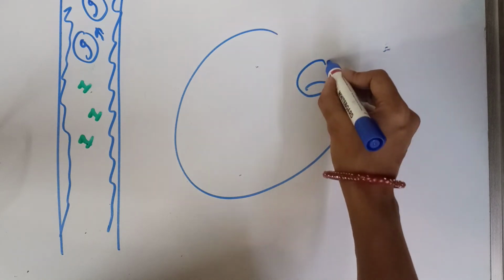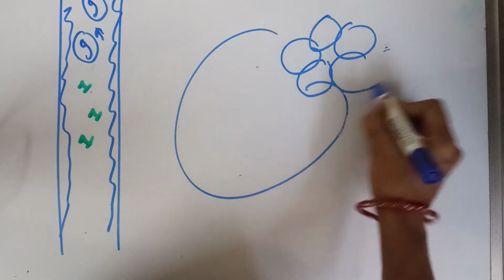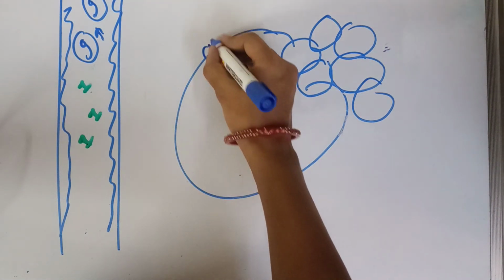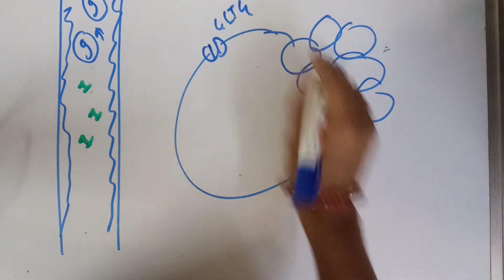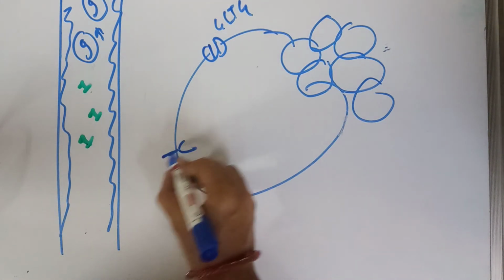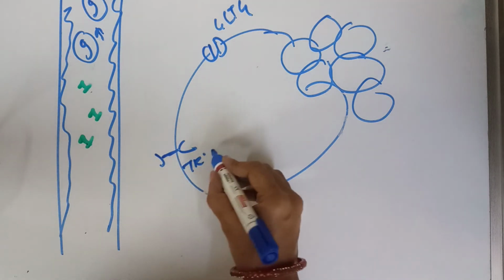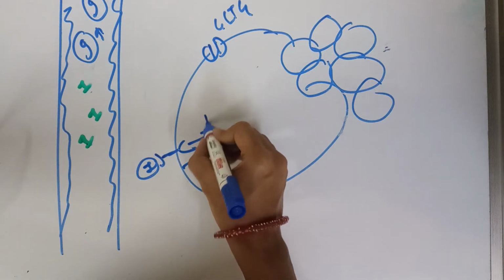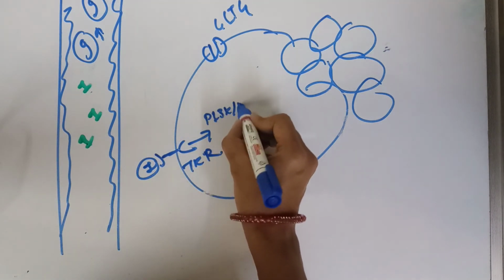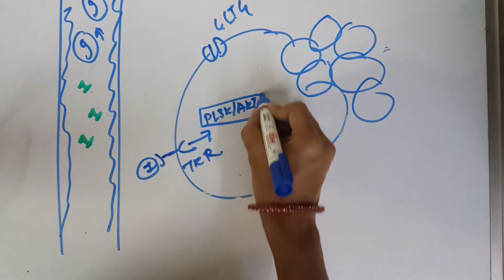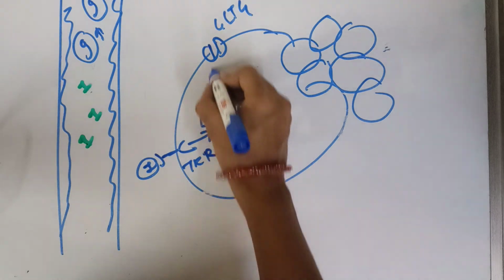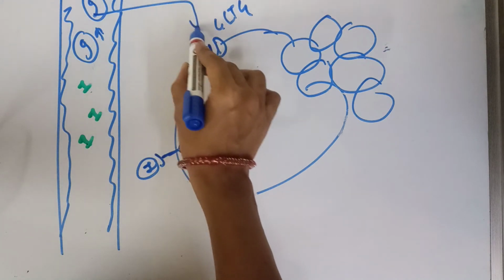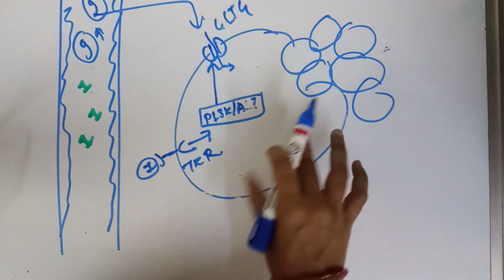Let's suppose this is your adipose tissue. In adipose tissue there are also GLUT4 transporters, and this is your receptor tyrosine kinase. When insulin comes, it activates your important messenger PI3K-AKT complex enzyme. First thing that happens, it activates your transporter GLUT4. After this, high glucose is allowed inside your adipose tissue.